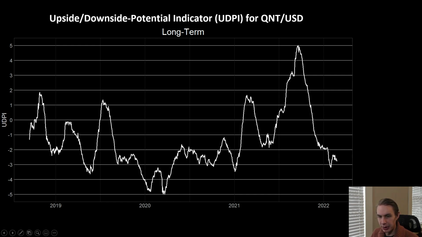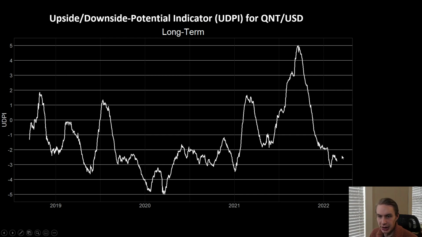Now, of course, we are moving back down. We'll have to see if we can start realizing some of this upside potential in the coming months, or if we have to realize more of this downside potential. One of the things that's important to note about an asset like QNT, being an altcoin, is that it's really dependent on what Bitcoin is doing. If Bitcoin is doing well, then altcoins tend to do well, and I would expect QNT to do the same.